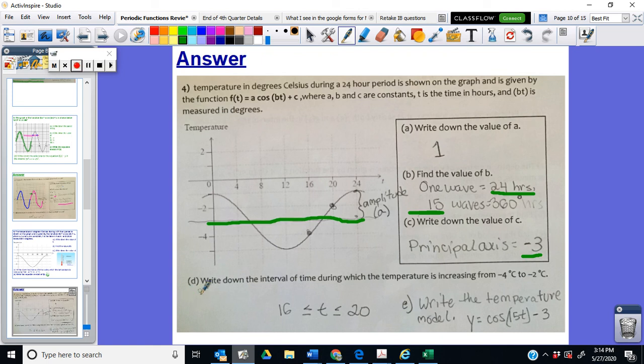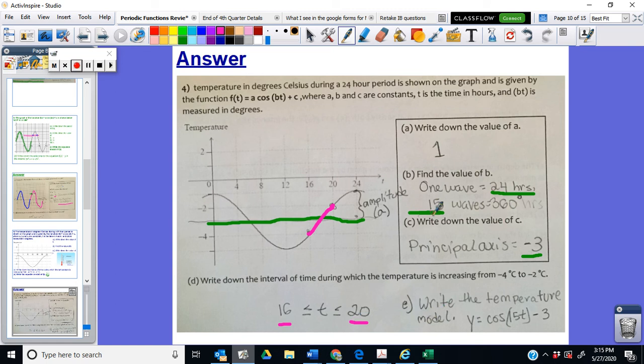And then write down the interval of time during which the temperature is increasing from -4 all the way up to -2. So let's look at where that pattern is. So here's -4, and we want the increase to go up to -2. Well, that occurs between 16 hours and 20 hours. 16 and 20. It includes both of those values, so that's why it could be equal to in both those scenarios, yes. And then write the temperature model.